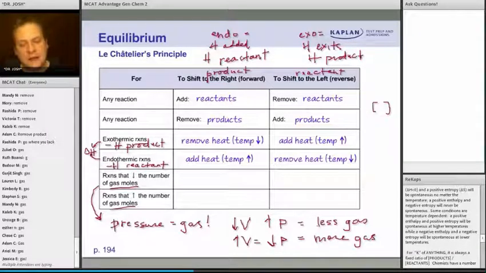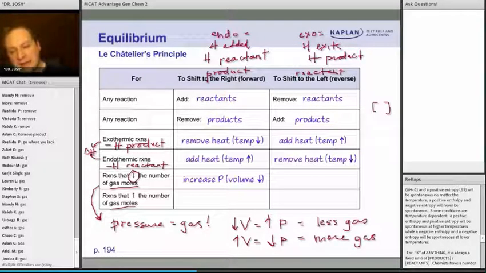And note, sometimes they may give you volume instead. So we have to remember that volume is inversely proportional to pressure. Lower the volume, increase pressure, go to the side with less gas. Increase volume, decrease pressure, go to the side with more gas. So less or more, right? Increase pressure, less gas. Decrease pressure, more gas. Give the gas room to run.